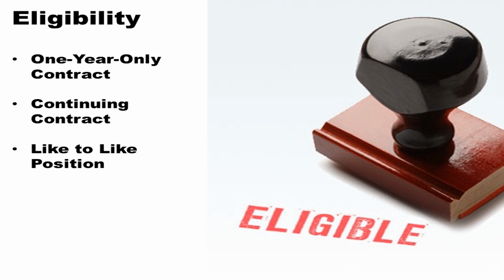Finally, especially when we're talking about the transfer window, we need to understand the concept of a like-to-like position. During transfer, teachers can only transfer from like-to-like position. This means if you are a full-time art teacher, you can only transfer to another full-time art teacher position. This means current elementary classroom teachers cannot transfer to an art teacher position. It also means that a part-time art teacher cannot transfer to a full-time art teacher position.